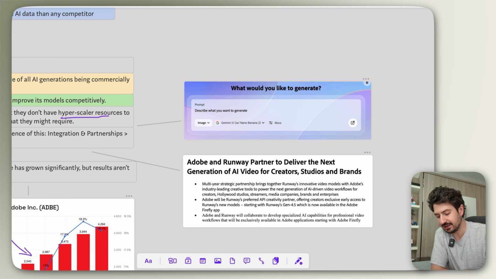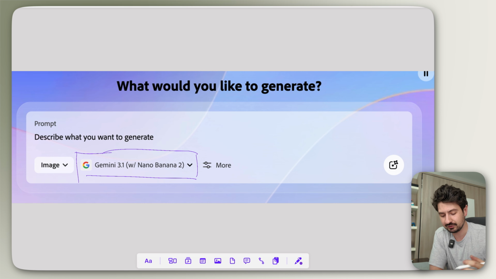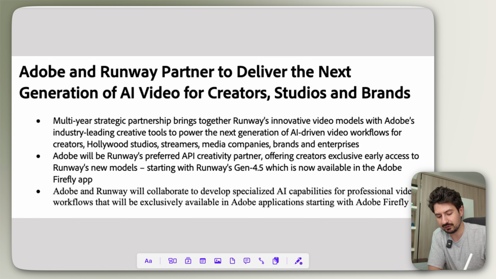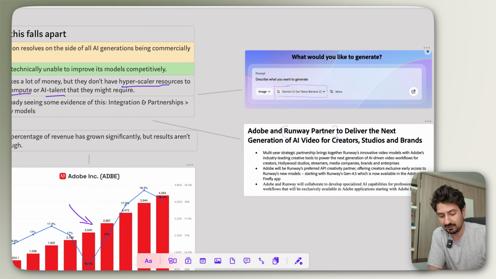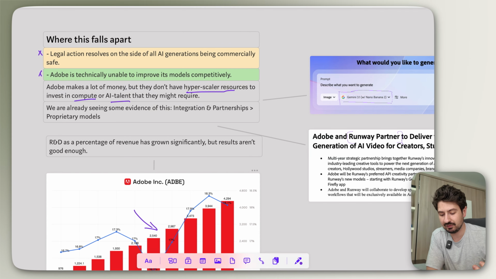You'll see even now, this is Adobe's Firefly landing page, and they're integrating with other AI products. So you can generate the image using Gemini and then do your edits using Adobe's products. And then they're also doing this with video as well. They're partnering with Runway because I think they're basically admitting that they don't have the resources right now to get their models to a competitive standpoint. And I think that's pretty important.